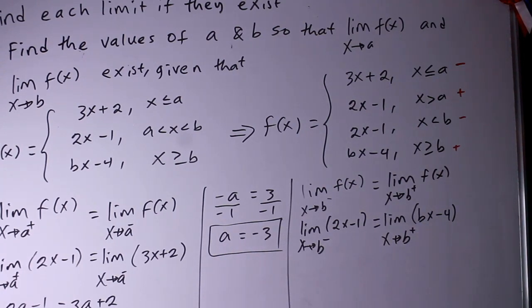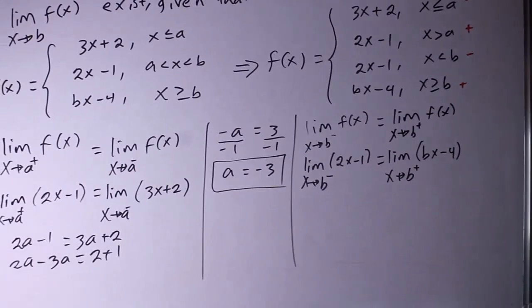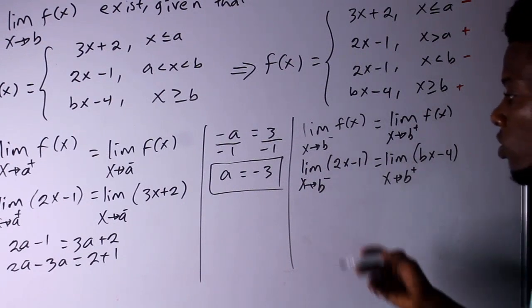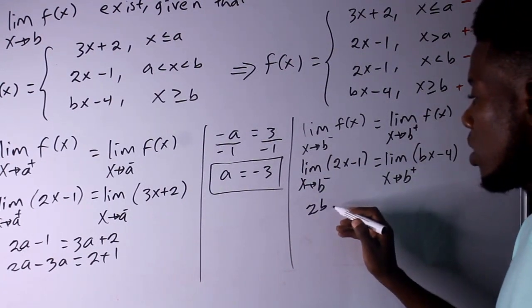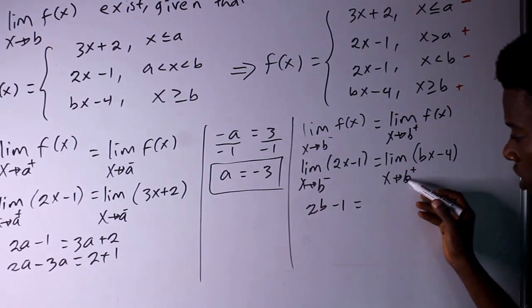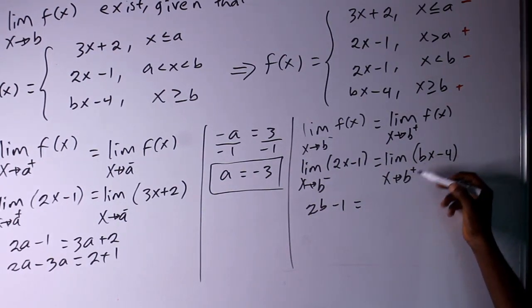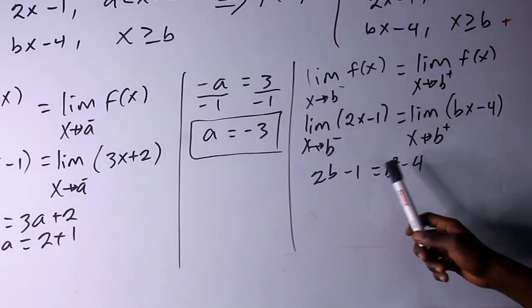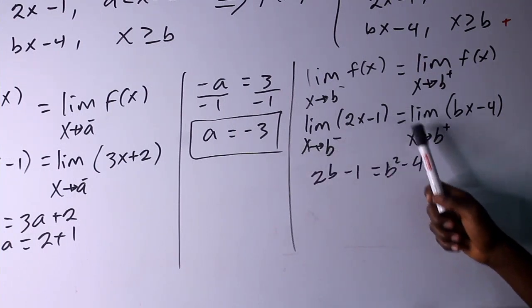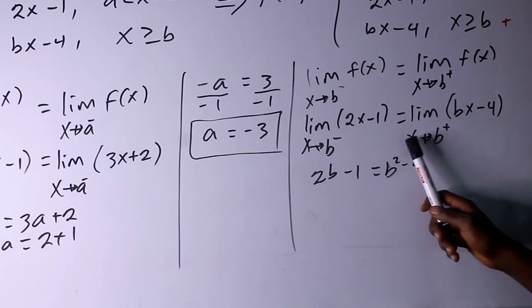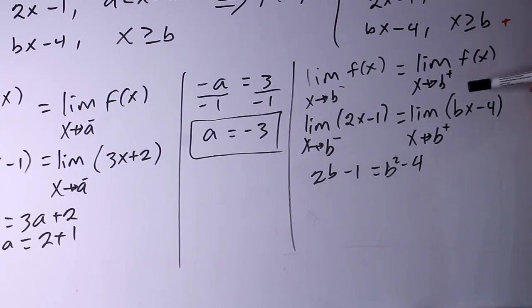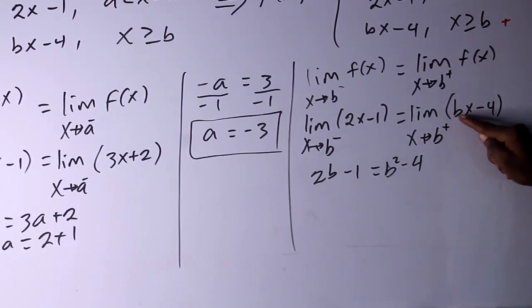Now once we have that, we can actually move on to evaluate that limit. So to evaluate that limit, here we have to do direct substitution. So we have 2b minus 1 is equal to, now x approaching b, so replace x with b. Put b here, you have b times b. That's b squared minus 4. So here we have the limit of 2x minus 1 as x approaches b from the left is equal to the limit of bx minus 4 as x approaches b from the right. And then we replace x with b, so we have 2b minus 1 is equal to b times b, that's b squared minus 4.